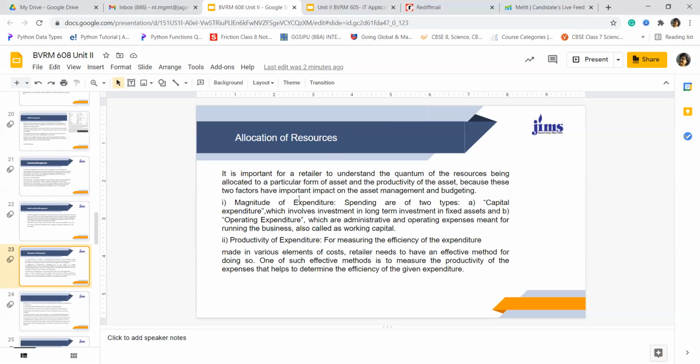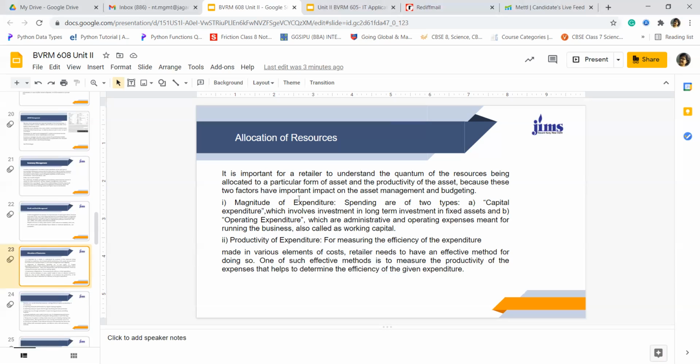Spending are of two types: capital expenditure and operating expenditure, which are administrative and operating expenses meant for running the business, also called as working capital. Secondly, productivity. Under magnitude of expenditure, we have capital expenditure, which is a long-term investment in the fixed assets, and operating expenditure, which is known as working capital. While in productivity of expenditure, for measuring the efficiency of the expenditure made in various elements of cost, retailer needs to have an effective method for doing so.